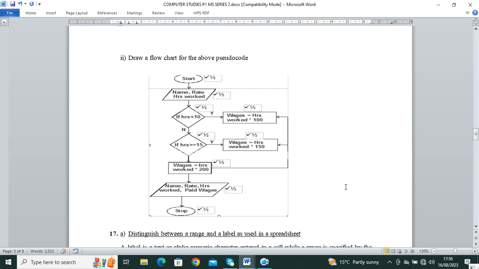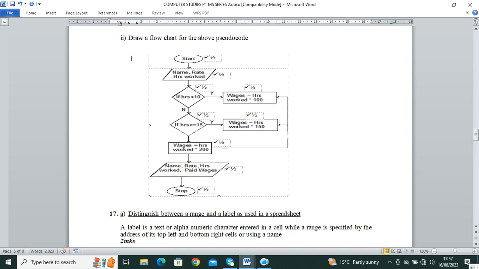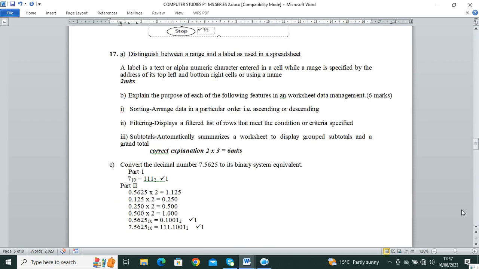So this is our flowchart. You input name, rate, hours, then you have the decision, like you can see from that one. You can pause the video and study the flowchart. Then you have question number 17.